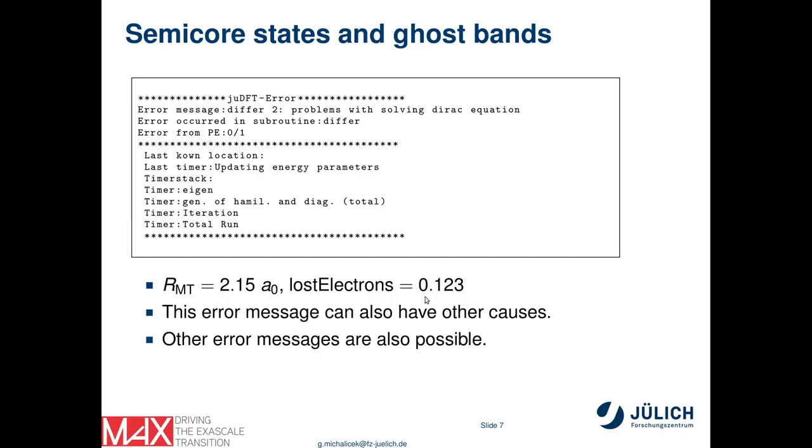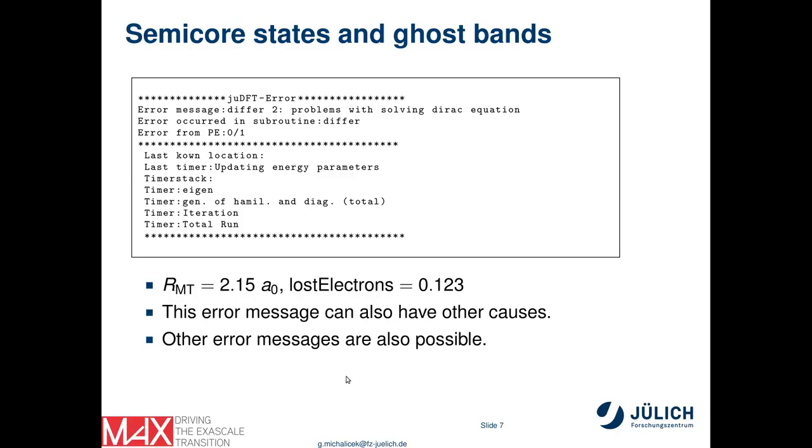Typically ghost bands are not a problem as long as you are below a few percent of an electron that is lost from the core, but I would say if you are in the range of 3 or 4 percent of an electron that you lose from the core, then you may want to check your calculation and see whether this actually is a problem or not.